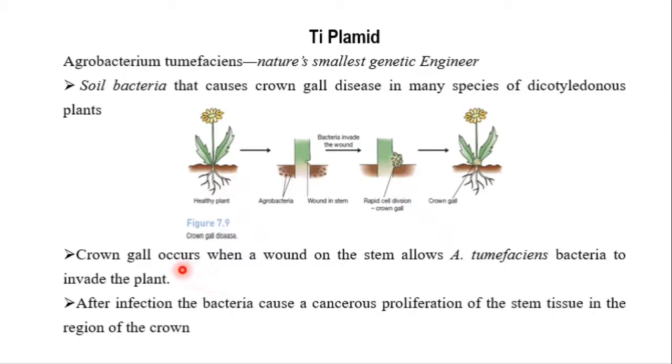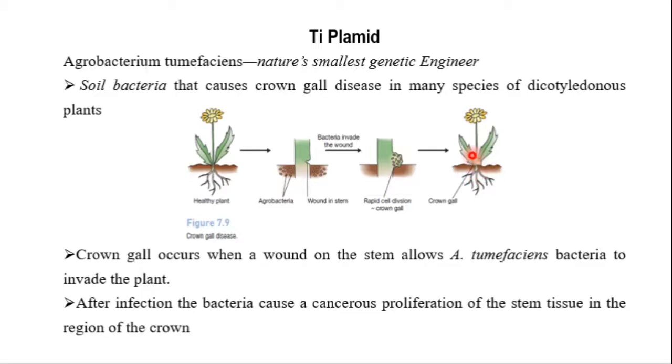Then how is this crown gall disease formed? Here you can see a healthy plant, and in the soil you can see Agrobacterium is present, but a wound is formed in the stem of this plant. The bacteria invade this wound, multiply in the plant and form a cancerous proliferation called a gall near the crown. That's why it is called crown gall disease.